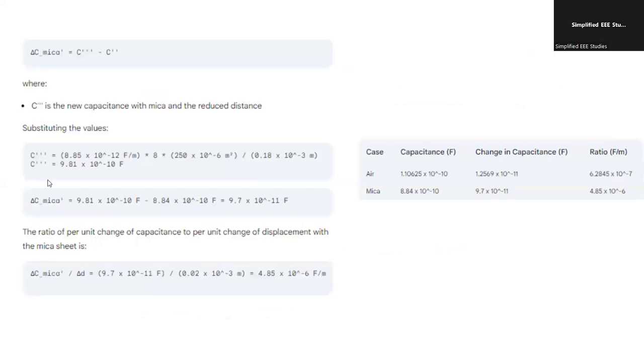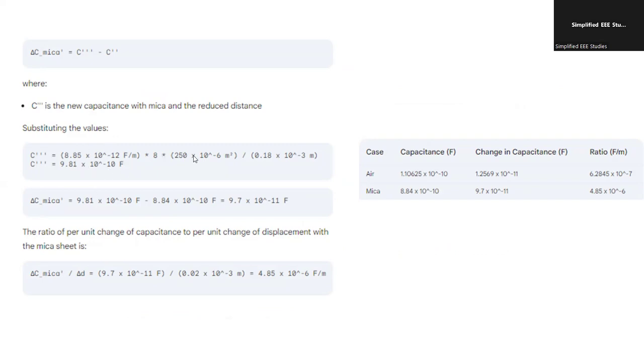Ultimately, the value, you can check it up, but please follow the steps. Delta C mica, C triple dash minus C double dash. All right. C triple dash is nothing but new capacitance with a mica reduced distance. Substituting the value C triple dash, you can compute like this.